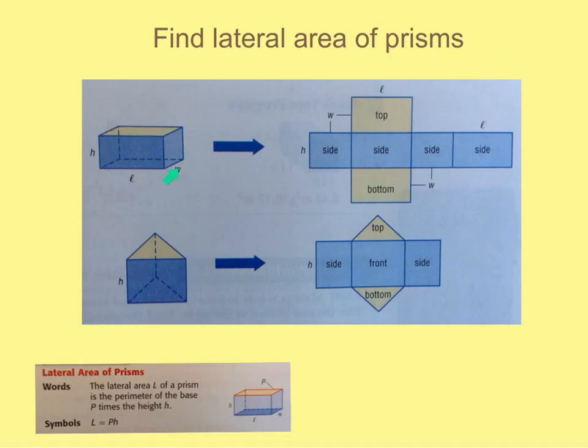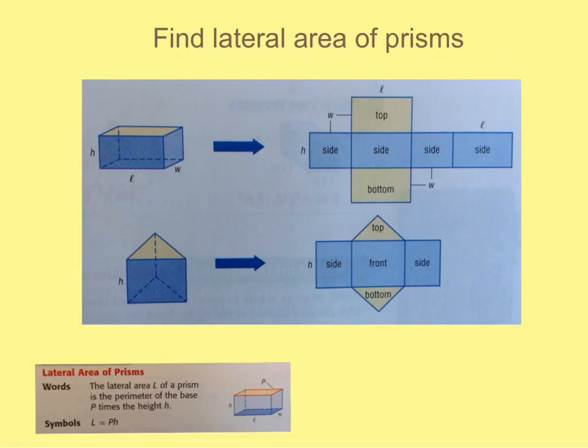So for example, in this prism right here, here's one of our bases, here's the other base. So if we took this and opened it up, created a net, this is a base and this is the base. The lateral area is the area of these four faces right here.